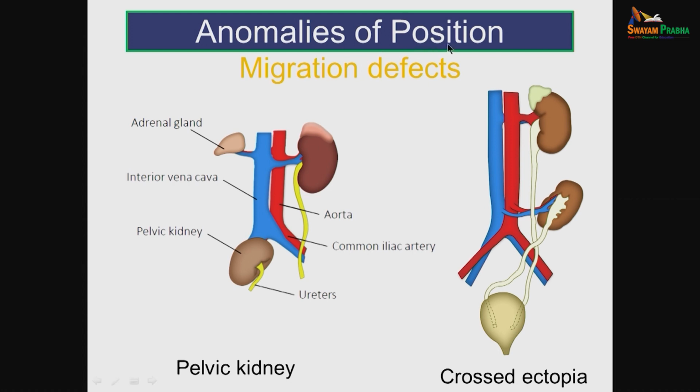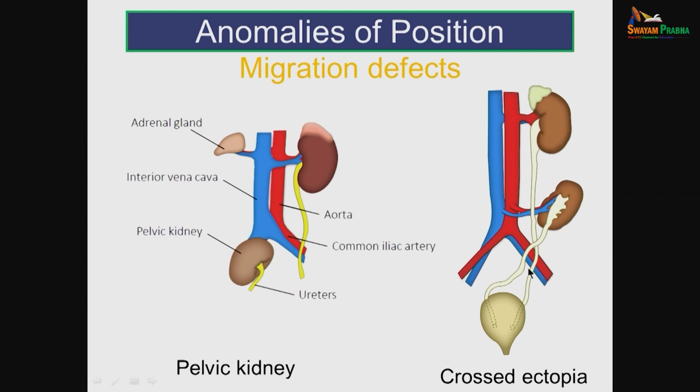Next, coming to the anomalies of position of the kidney, these are called migration defects. One is the pelvic kidney. I already mentioned that kidneys develop in the pelvic region. They ascend up to the lumbar region. If it doesn't ascend, it lies in the pelvis. You can see that the right kidney is in the pelvis, whereas the left kidney has ascended normally to its lumbar position. If it lies in the pelvis, then it is called pelvic kidney. It lies near the common iliac arteries.